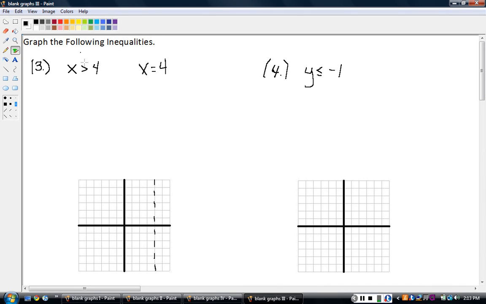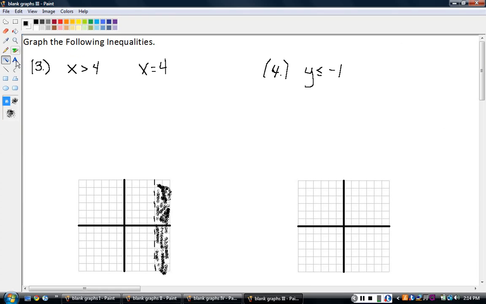Now for this one I don't really need a test point because I know where greater than is for x. It's to the right. Right? Here's x equals 1, 2, 3, 4, and then 5, 6, and so on. So my solution set is all the values going this way. So this is where I shade. That's how I graph x is greater than 4.